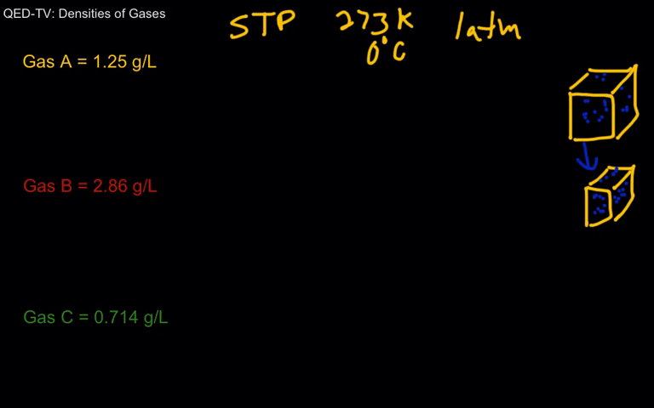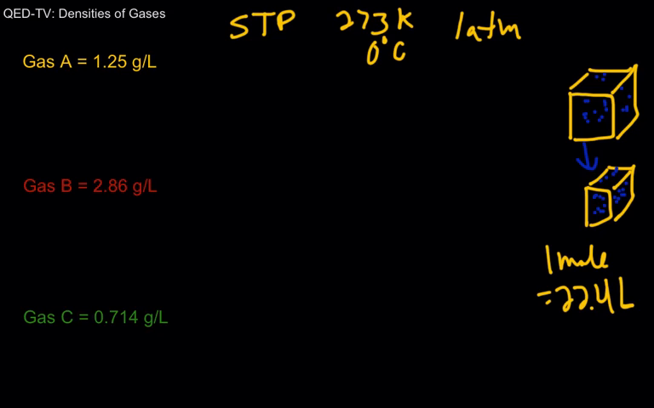And at STP, we happen to know some important information, and that is the molar volume of a gas, which means at STP, only at STP, 1 mole of any gas, doesn't matter what kind of gas it is, will equal 22.4 liters. It will be in a volume of 22.4 liters. So it's very important to be able to know that particular volume.